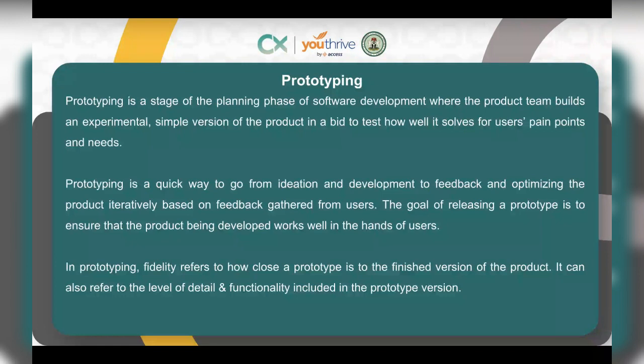But just know that a prototype happens at the planning stage, at the design stage, where the product team is building an experimental, simple version of the product in a bid to test how well it solves for users' pain points. It is a quick way to go from ideation and development to feedback and optimizing the product, because there can be pressure on the product manager to make sure that you have all the features that solve your users' pain points before you launch.